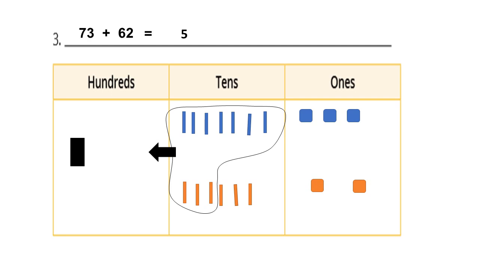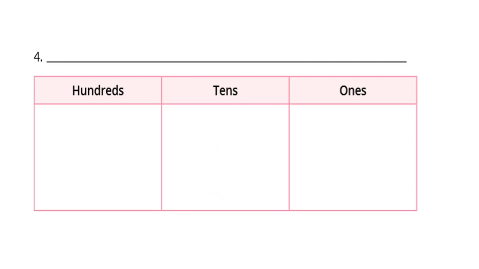Now, can you tell me how many are left here in the tens? Yes, we have 3 straws here, so we will write 3 in the tens. And how many here in the hundreds? We have 1. Super, so 1 in the hundreds, 3 in the tens, 5 in the ones. The result will be 135.